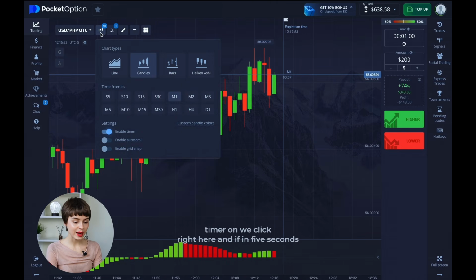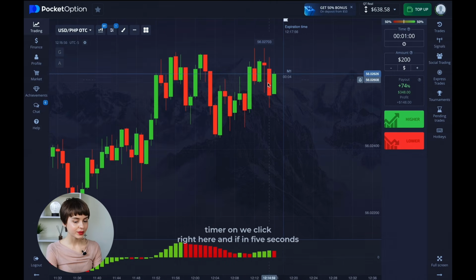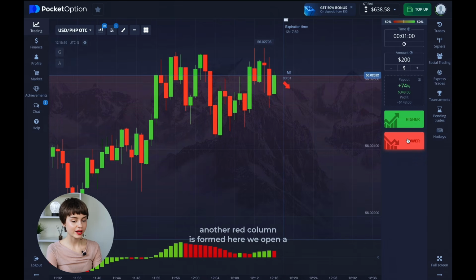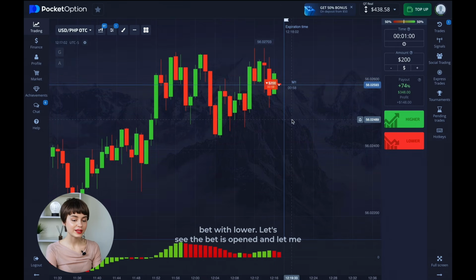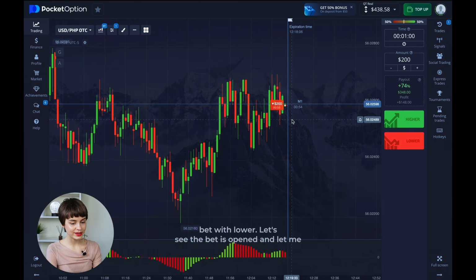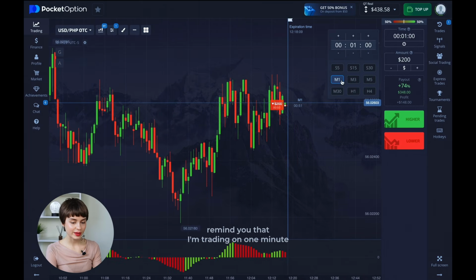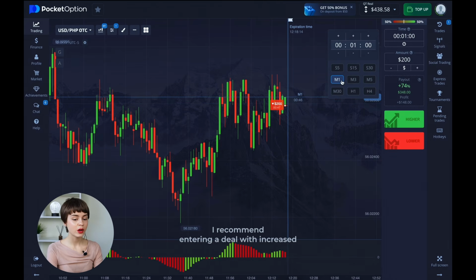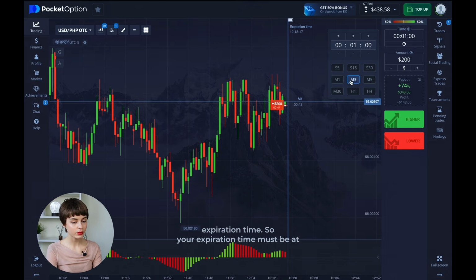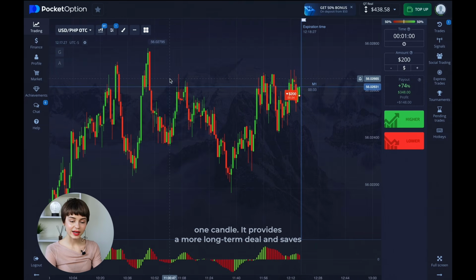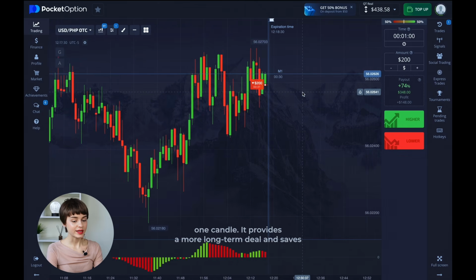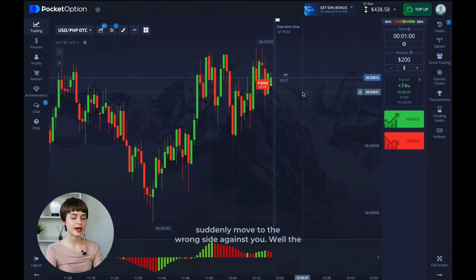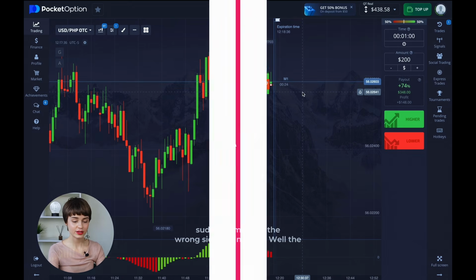By the way, to turn the timer on, we click right here, and if in 5 seconds another red column is formed here, we open a bet with lower. Let's see, the bet is opened, and let me remind you that I'm trading on the 1 minute time frame today, but to increase your win rate, I recommend entering a deal with increased expiration time. Your expiration time must be at least 2-3 times bigger than the time of one candle. It provides a more long-term deal and saves you from cases when the market can suddenly move to the wrong side against you.